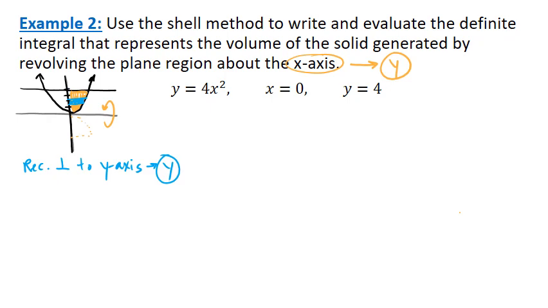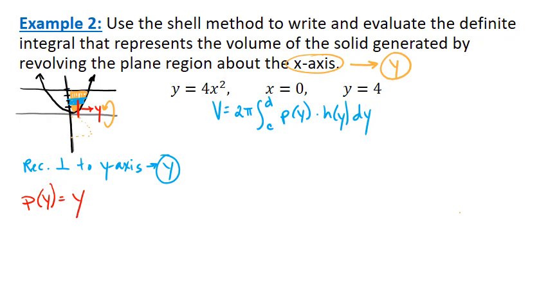Let's state our formula again. In this case, since everything's in terms of y, I have 2 pi times the integral from c to d of p of y times h of y dy. All right, so from here, we need to identify p of y. And remember, p of y is the distance from the axis of revolution to the center of this rectangle here. So if we are trying to figure this distance out, this is either going to be an x value or it's going to be a y value. And in this case, p of y is equal to y.